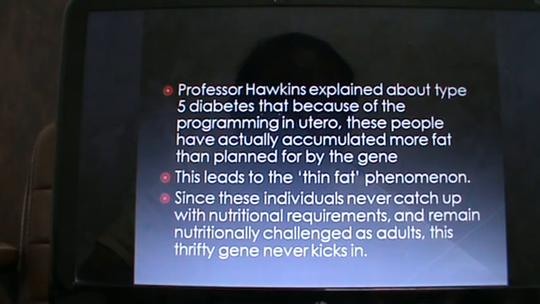Professor Hawkins explained about type 5 diabetes that because of the programming in utero, these people have actually accumulated more fat than planned for by the gene. This leads to the thin-fat phenomenon. Since these individuals never catch up with malnutrition requirements and remain nutritionally challenged as adults, these thrifty genes never kick in.